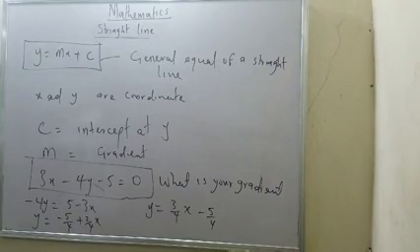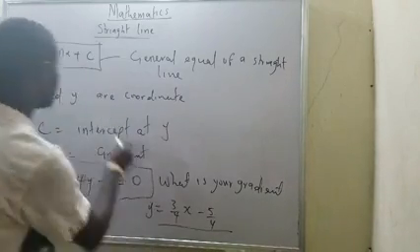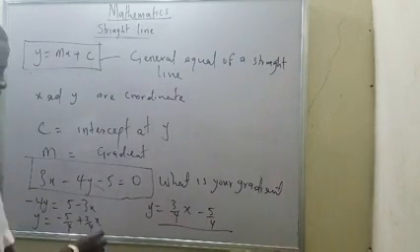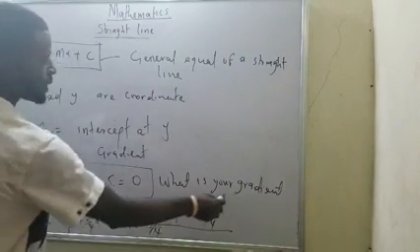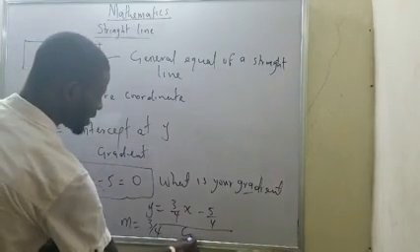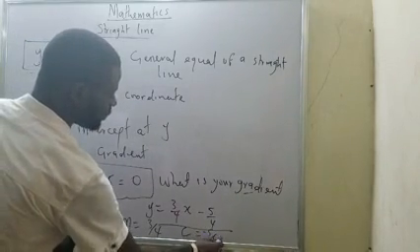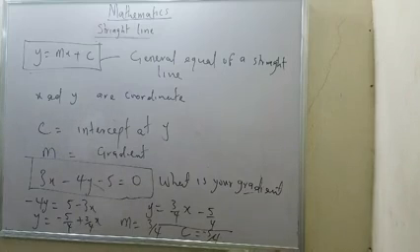Now, by having this, it means this and this are related now. It means my m is equal to 3 all over 4. That's what I'm looking for. Now, my intercept c is equal to minus 5 all over 4. That is all what I need.